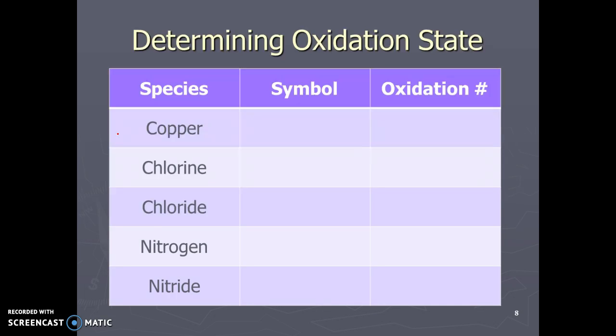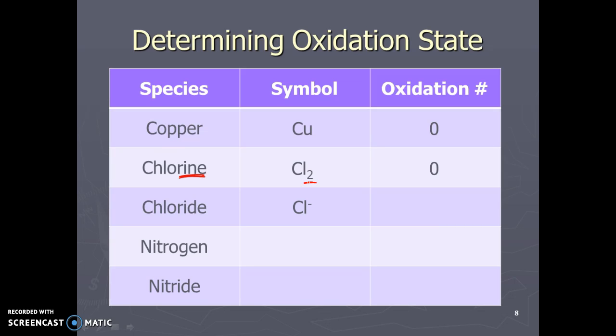Okay, this is a pretty straightforward chart. Copper is an element, symbol Cu. Since it is an element, the oxidation numbers of all elements are 0. Chlorine, did you get the symbol right for that one? It is a diatomic element. So when you wrote the symbol for that element, we should have this 2 here, but since it's an element, it has an oxidation number of 0.